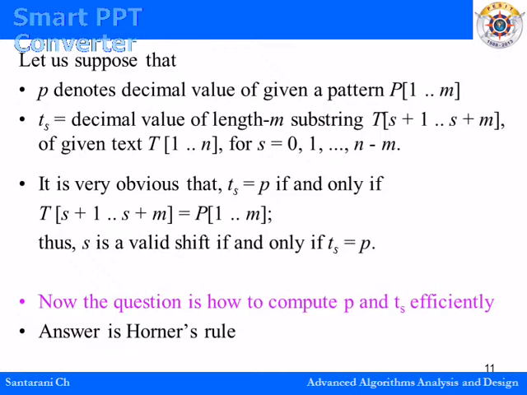Now it is very obvious that t_s equals p if and only if the characters in the text T[s+1..s+m] equal P[1..m]. Thus, s is a valid shift if and only if the decimal value t_s in the text equals the decimal value p in the pattern. Now the question is how to compute p and t_s efficiently. The solution can be provided using Horner's rule.